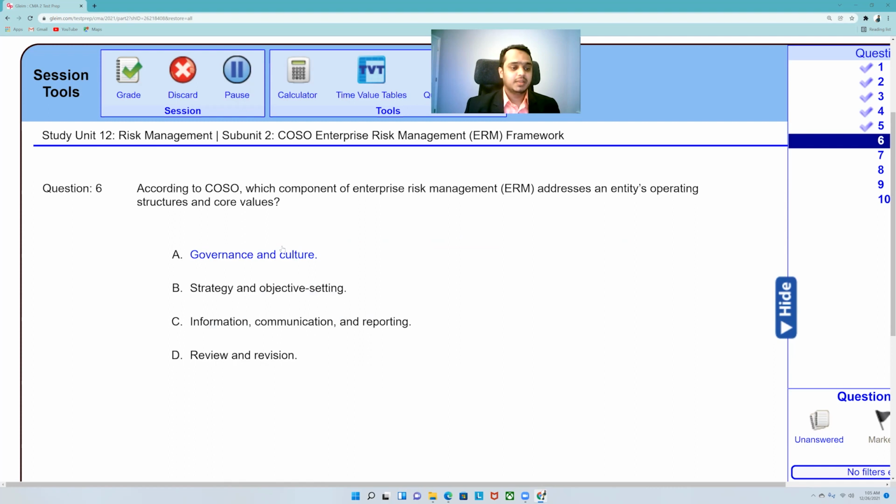Next. According to COSO, which component of ERM addresses an entity's operating structure and core values? Entity's operating structure and core values. If you remember, what did we talk about? Risk oversight. When will we do it? While we are doing governance and culture. Strategy, objective, no. Governance and culture, that's a support activity. We'll have that risk oversight.